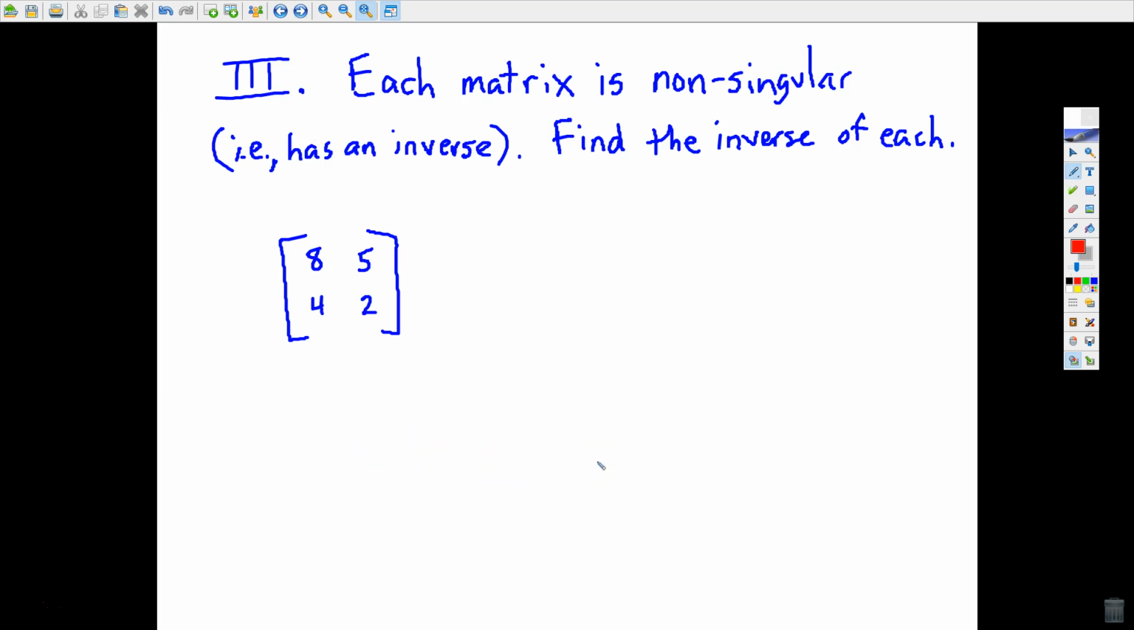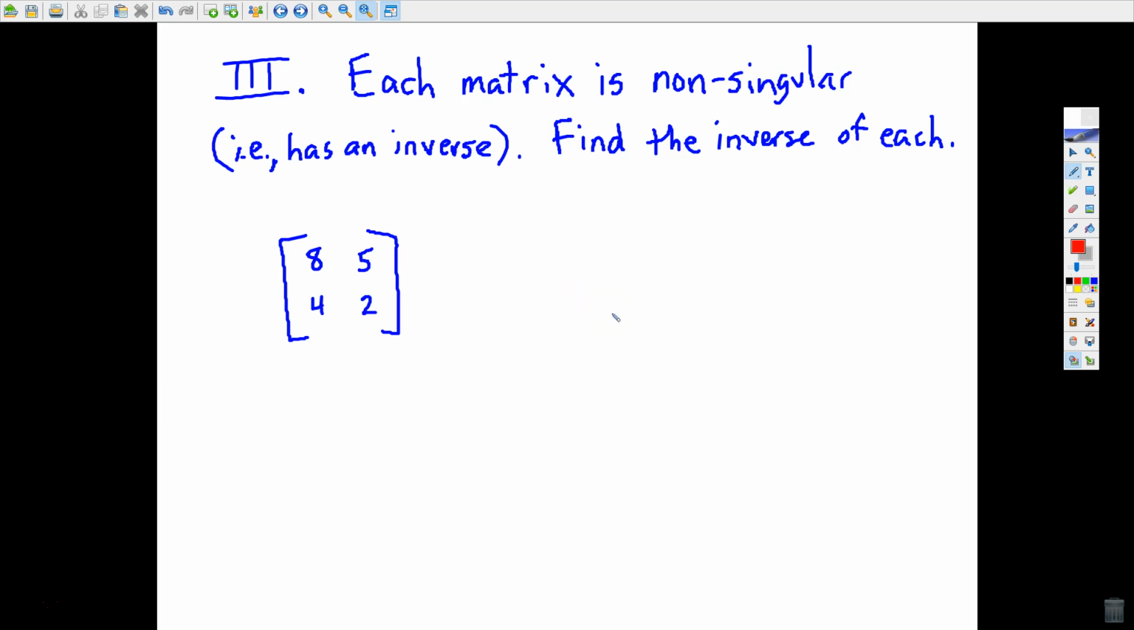How do we find the inverse of a matrix? This is a pretty big deal in our lesson. Your book, or the homework page that I'm going to give you, says each matrix is non-singular, and that's just another way of saying there is an inverse that can be found. So here's how you find the inverse of a matrix.